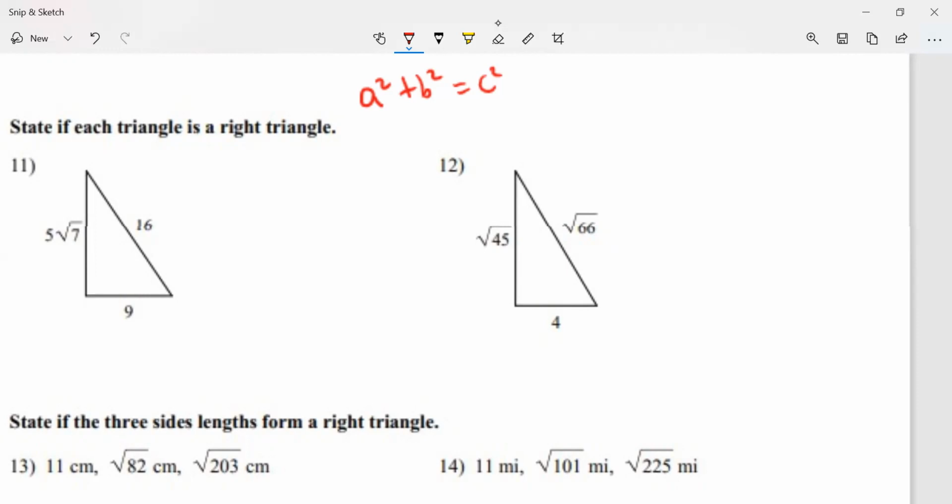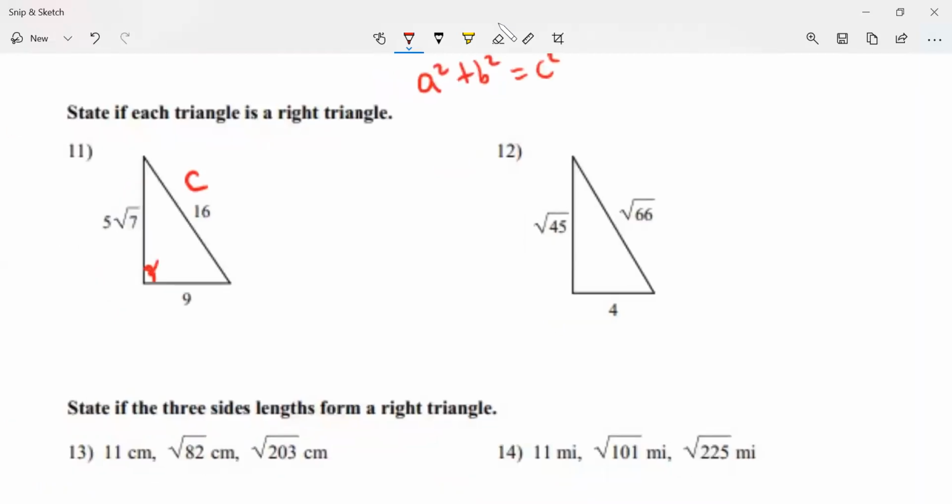So I'm going to check if a squared plus b squared equals c squared. Now, I'm assuming this is my 90-degree corner, so I know this is going to be my C. The hypotenuse is the side that is farthest away from the 90-degree corner. So C is the one side that is farthest away from the corner I'm assuming is 90 degrees. Then I'm going to call this side A and this side B. Which one is A and which one's B doesn't matter. What matters is the C, the hypotenuse.